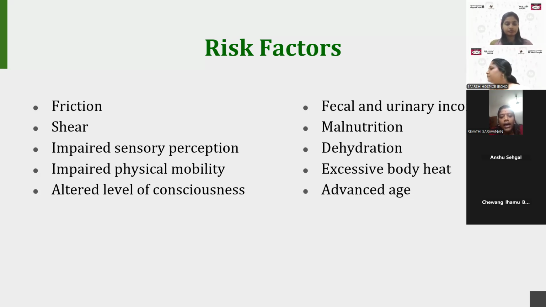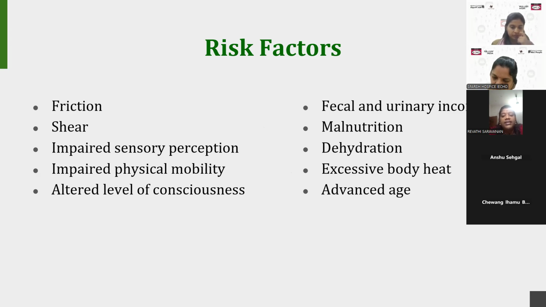In Tamil we say oraivu, that is friction. That friction leads to shear. Shear means we are not giving proper bed sheets to the patients. We should give a clean, neat, wrinkle-free bed sheet to the patient. But some of the movements and some lacking of care lead to the shear position. So it will cause the pressure ulcer to the patient.